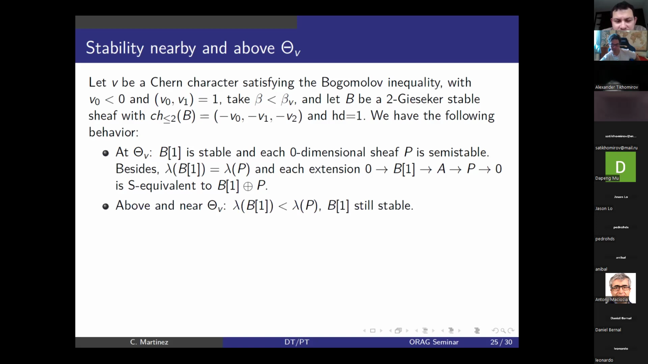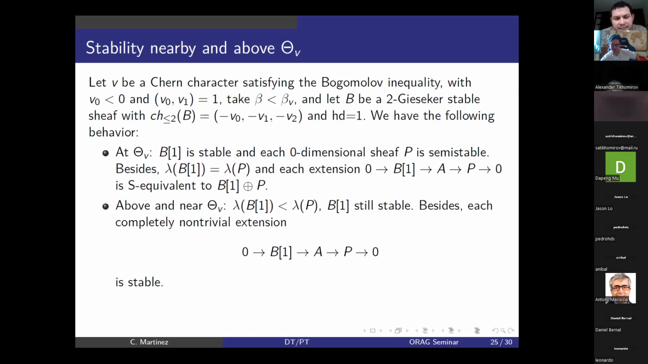But if I go above, very close to theta V, I will see that the lambda of B shifted by 1 is less than the lambda of P, because the lambda of P continues being plus infinity. And if I go very near this wall, B shifted by 1, which was stable at the wall, is still stable above, because being stable is an open condition. Then I can take these extensions of P by B shifted by 1, and I can prove that every completely non-trivial extension, meaning that no subsheaf of P factors through A, continues being stable above and very near theta V. That means exactly the PT stable objects.